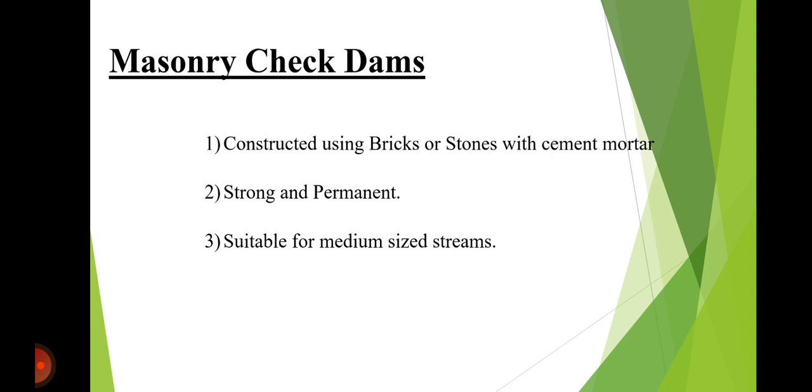Masonry check dams, constructed using stone, brick and cement mortar, strong and suitable for permanent erosion control, requires a stable foundation. It is constructed using bricks or stones with cement mortar, strong and permanent, suitable for medium sized streams.